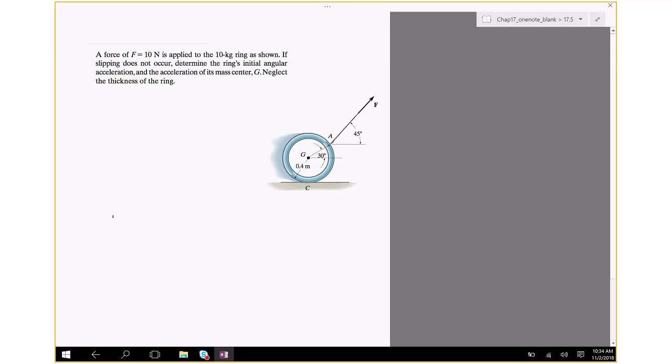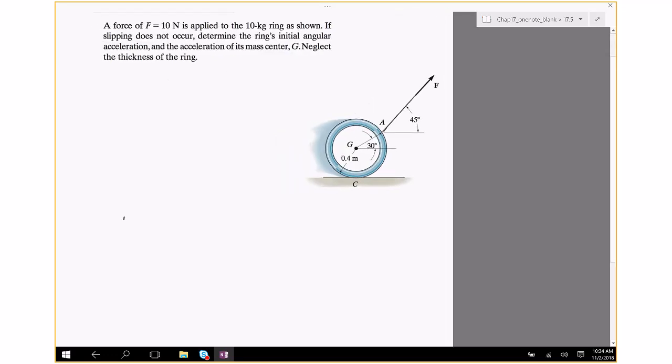So the last question in this section. A force F equals 10 newtons is applied to the 10 kg ring as shown. If slipping does not occur, determine the ring's initial angular acceleration and the acceleration of its center of mass. Neglect the thickness of the ring.